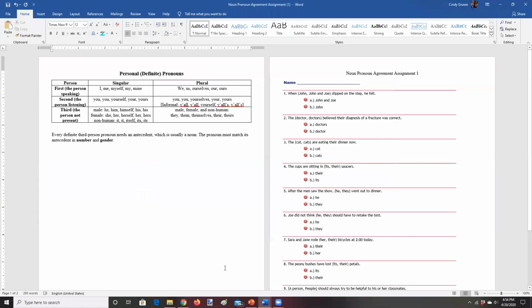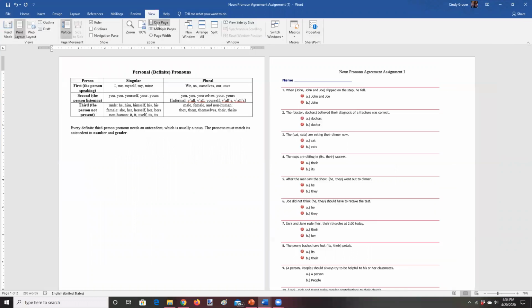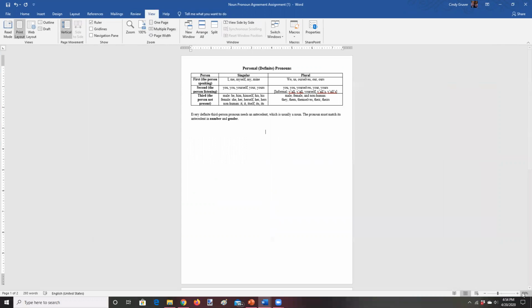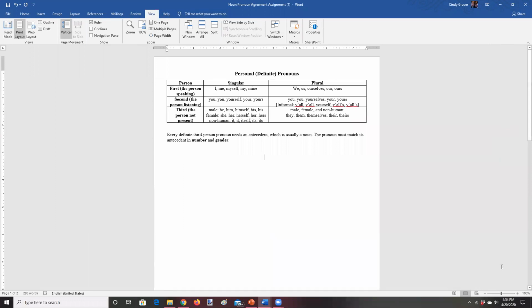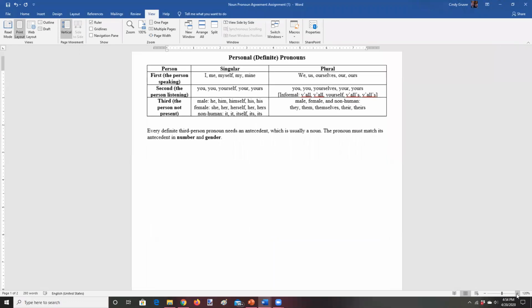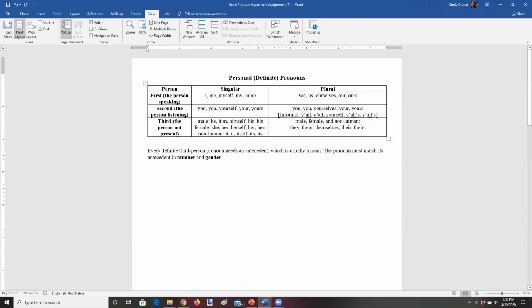So the first thing we're gonna cover, I said we're not gonna do a lot of theory, but I am gonna do a little theory. And this is the theory that we're gonna cover here. So we have a list of our personal pronouns. Personal pronouns are sometimes called definite pronouns.